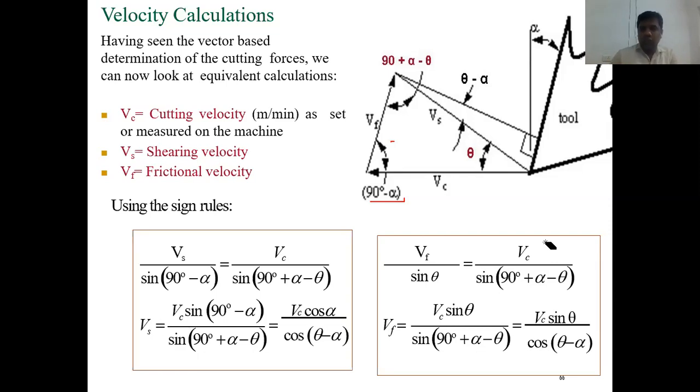If you do not know, maybe using some kind of extra attachment, you can find at what speed your cutting tool is moving. So from that you find the cutting velocity. Once you know the cutting velocity, all these parameters you can easily find. So these are the things about velocity calculations.